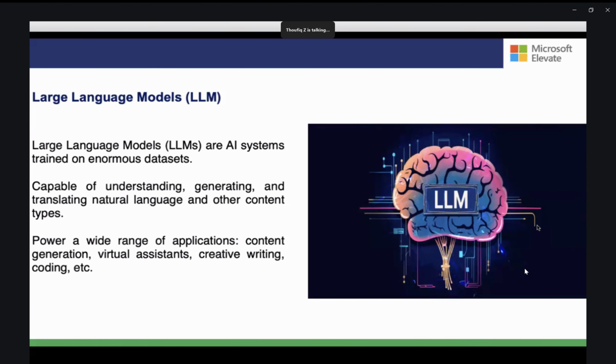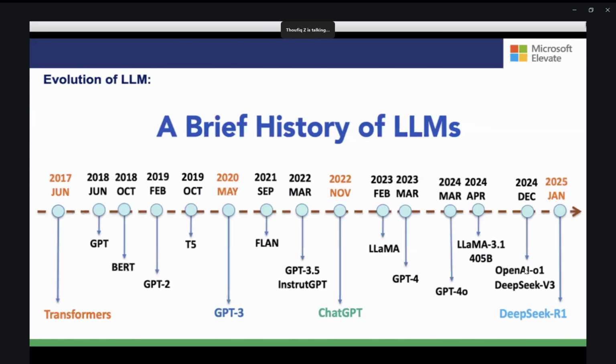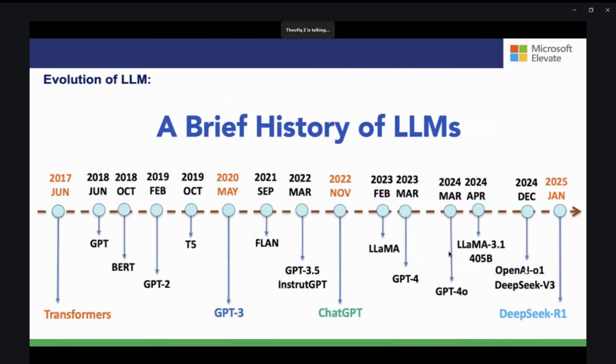It is used to create content. It will help as a virtual assistant, with creative writing. It will help you to code. It will help you to debug the errors. A lot of things are possible. This is what large language models are. Okay. Now let us see how the evolution started for these large language models.